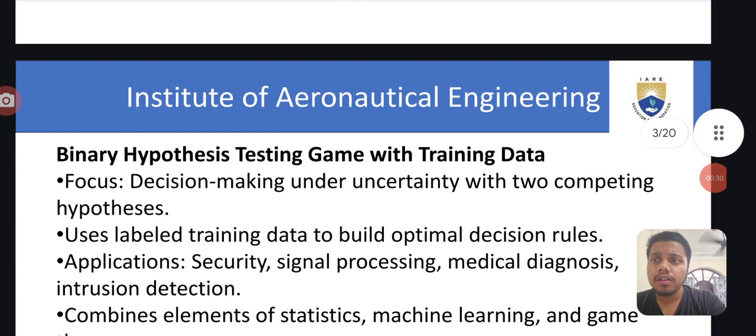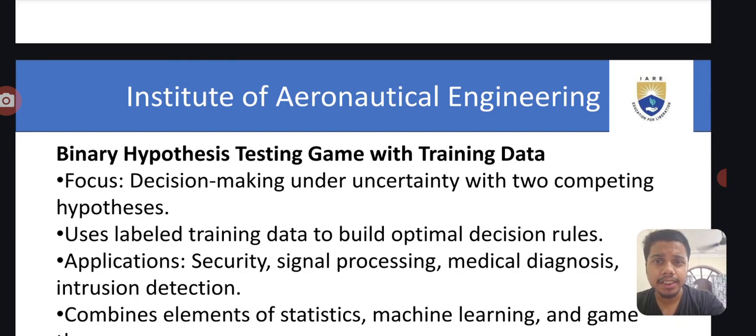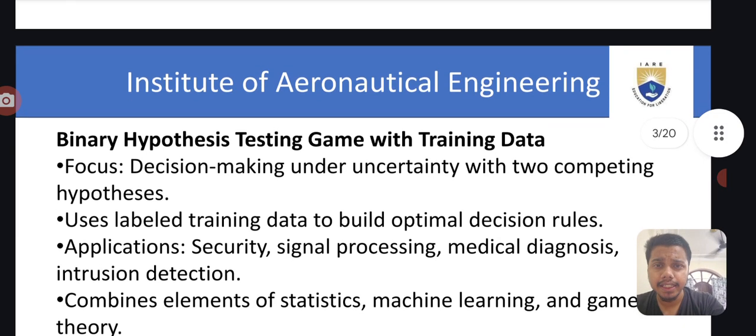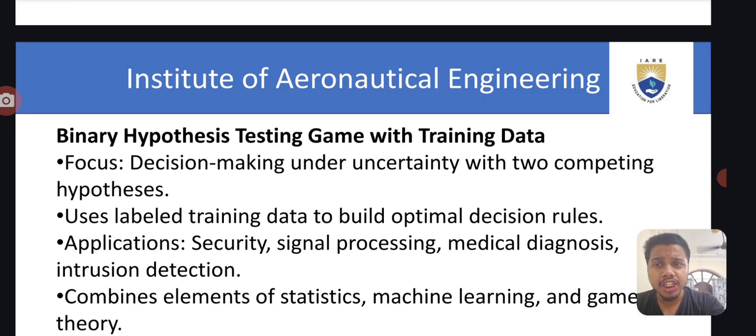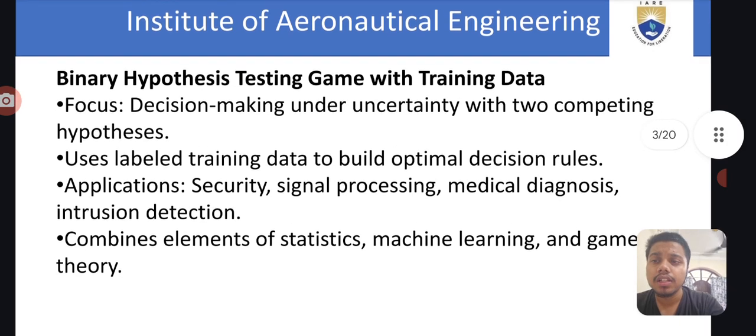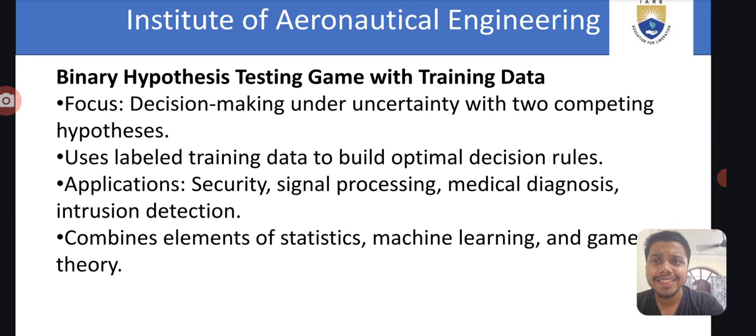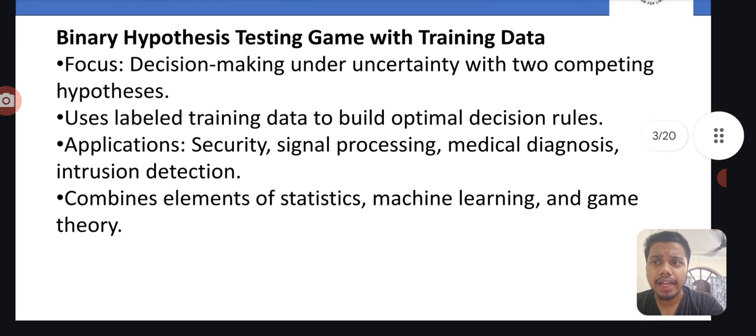Introduction. Binary hypothesis testing game with training data focuses on decision making under uncertainty with two competing hypotheses. We use labeled training data to build optimal decision rules. Applications include security, signal processing, medical diagnosis, and intrusion detection. It combines elements of statistics, machine learning, and game theory.